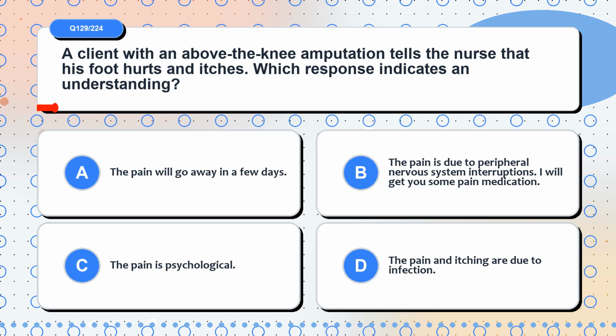Question 129. A client with an above-the-knee amputation tells the nurse that his foot hurts and itches. Which response indicates an understanding? Here are the options. Option A. The pain will go away in a few days. Option B. The pain is due to peripheral nervous system interruptions. I will get you some pain medication. Option C. The pain is psychological. Option D. The pain and itching are due to infection.